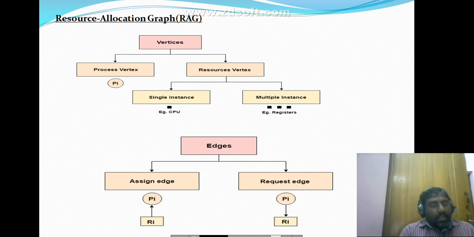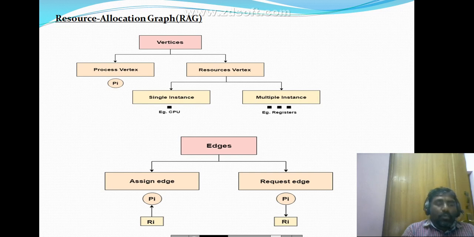A resource allocation graph, or RAG, is the most effective, efficient, and convenient way to represent the state of the system. In our system, how the resources are allocated to the processes, and how the processes have been assigned multiple resources, we represent using the resource allocation graph. In it, we see how the resources are utilized by the processes.